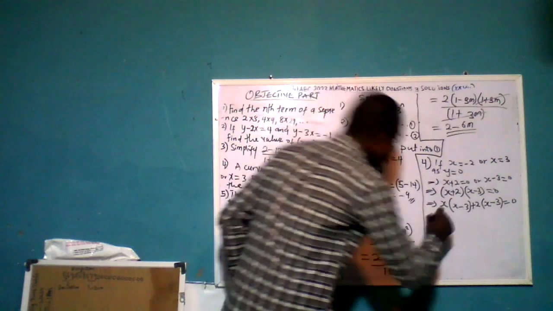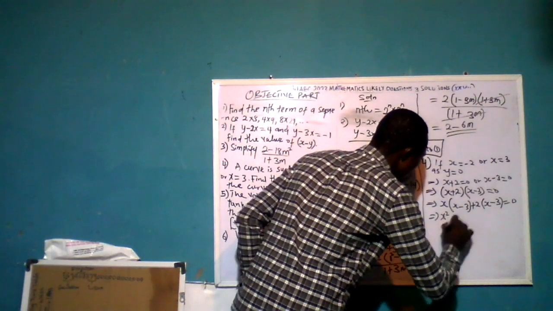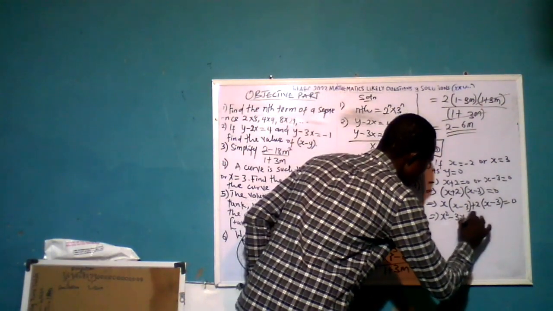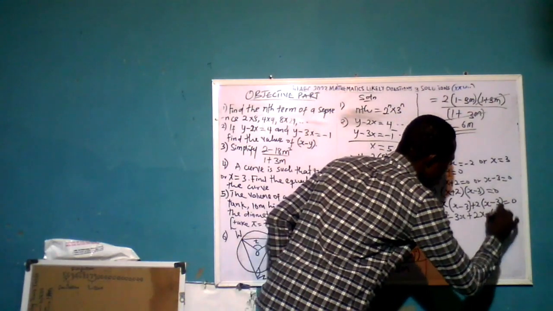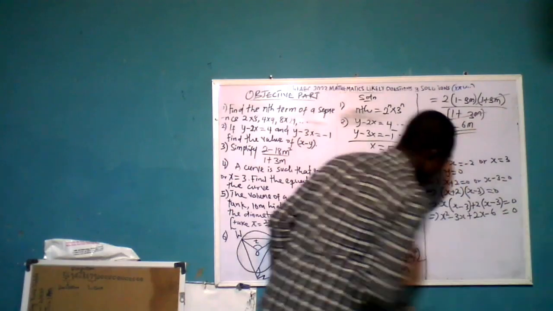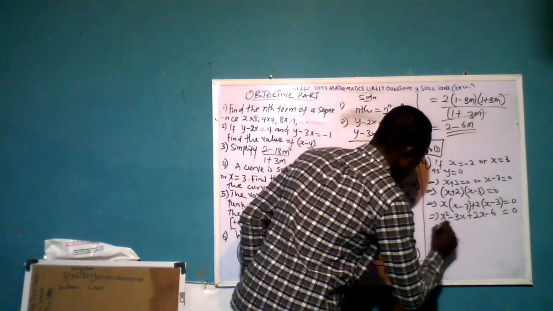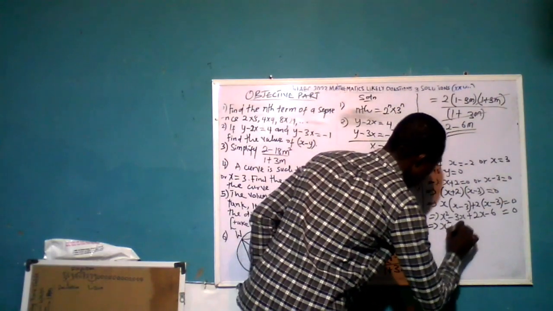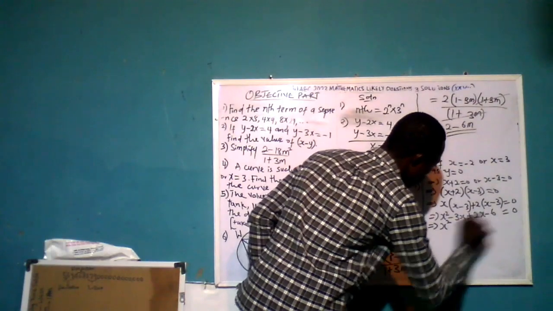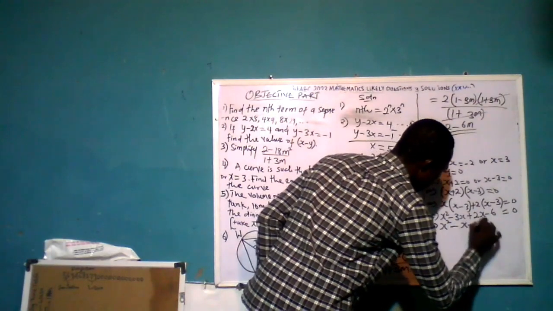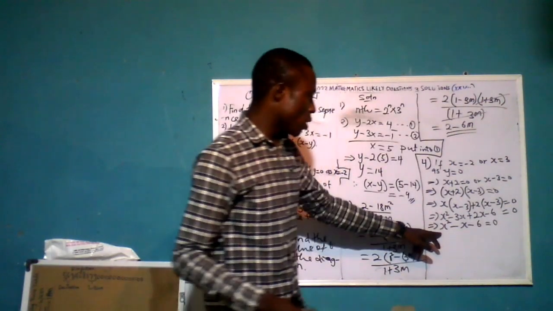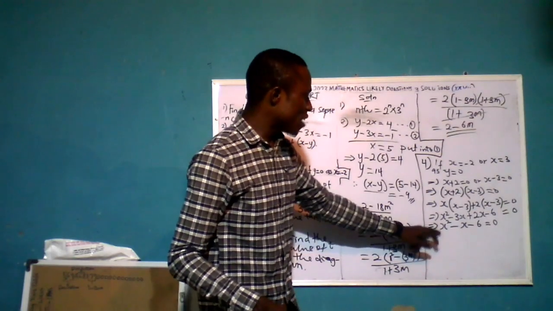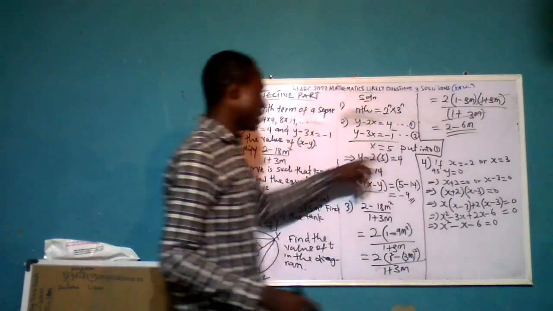Okay, and straight away you have your x squared minus 3x plus 2x minus 6 equal to 0. And bring this together, you have x squared, minus 3x plus 2x, that will give you minus x, minus 6 equal to 0. This is the quadratic equation of the curve that we are talking about.